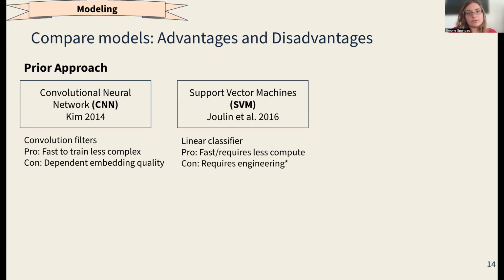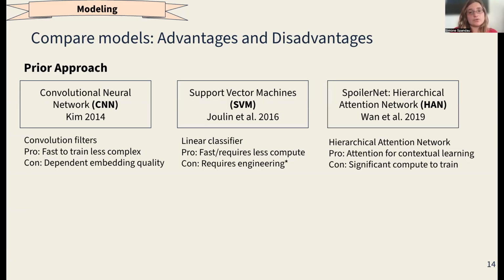The other model is a support vector machine, which is a linear classifier, and this was very fast and requires significantly less compute resources to train, but it requires feature engineering, meaning you have to be very specific in the parameters and features that you use to get good results. And then finally, the original paper's final model, which was SpoilerNet, which is based off of a hierarchical attention network. The pro from this is that they used attention for contextual learning, but the con is that this requires significant compute to train.